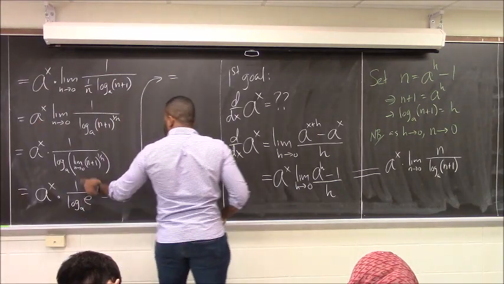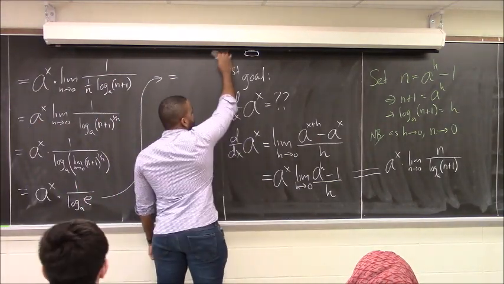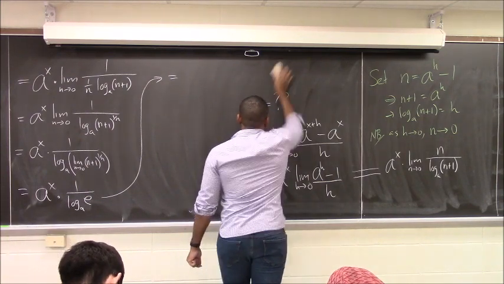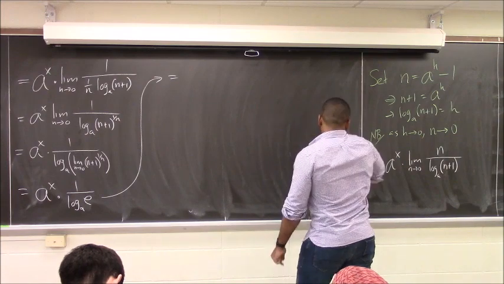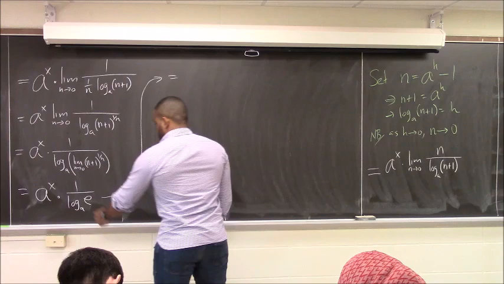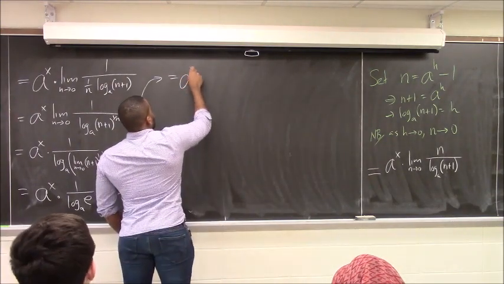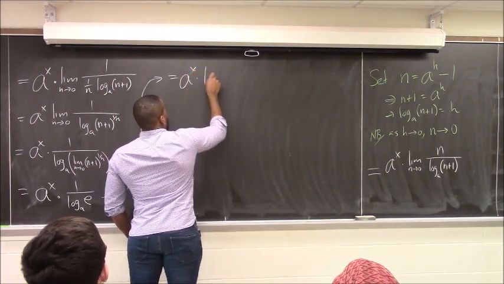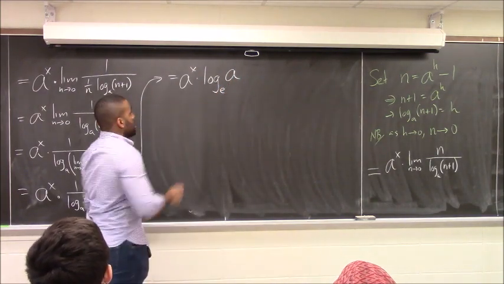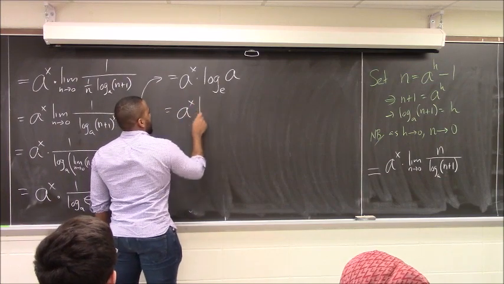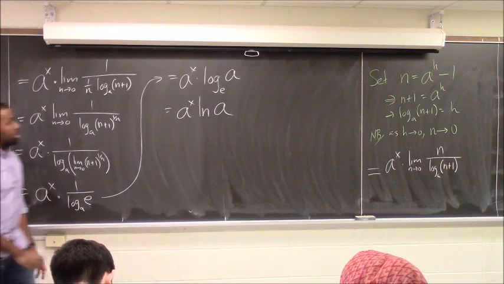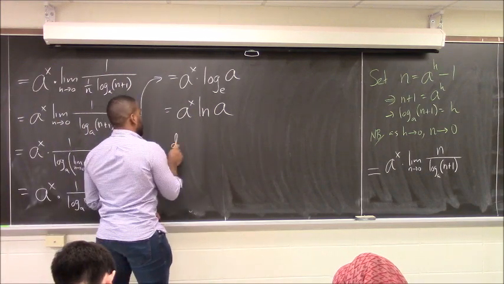Now, I can rewrite 1 over log to the base a of e. Well, what can I rewrite that as? Well, using a fun fact, natural log of a. In other words, the rule says I can just take a reciprocal and switch these two. We know log to the base e is just another way to say ln. So we'll get a to the x ln a.